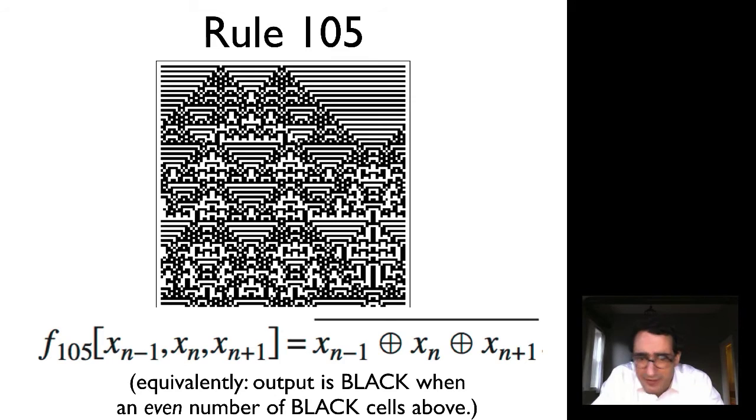And again, I'll just take one from their paper. This is Rule 105. Rule 105 is quite similar to Rule 150, which you've seen before. It takes the XOR of the 3 pixels above the pixel in question and then inverts it. So that's the only difference between Rule 105 and 150, that final inversion. Another way to think of that, equivalently, is that the output is black when there's an even number of black cells above.